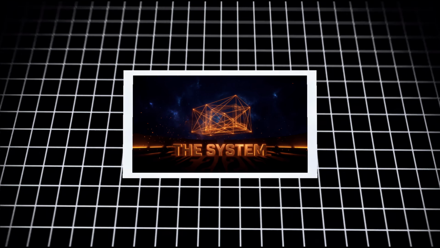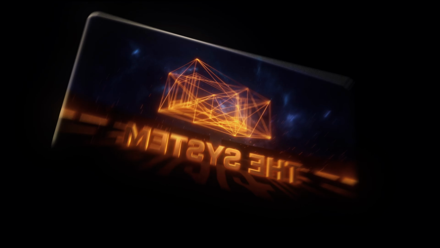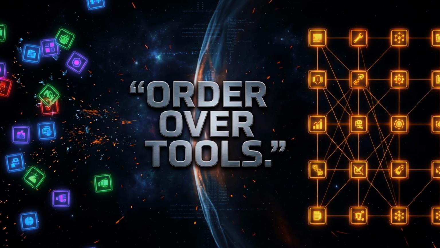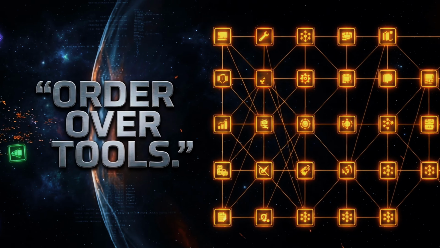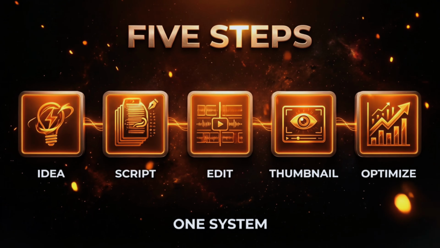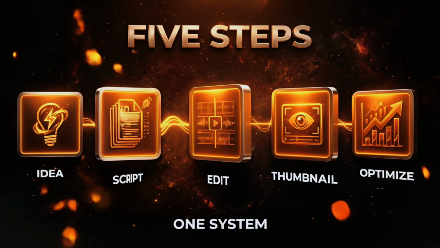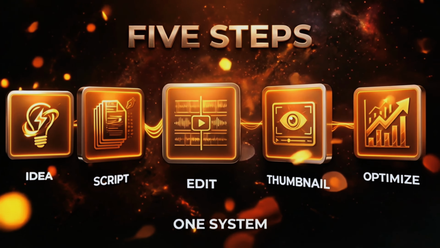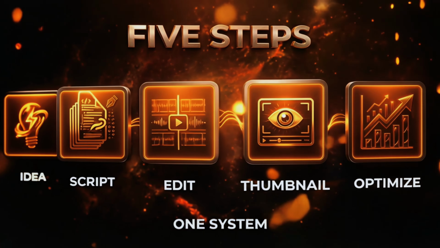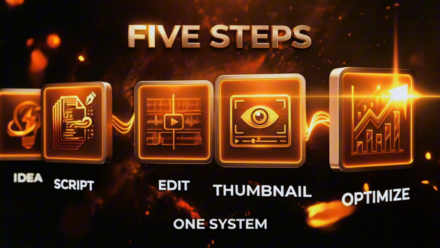Before we jump into the tools, let me show you the system because tools don't matter without order. Every video I create follows the same structure. First, I find the idea, then I write the script. After that, I edit the video. Then I design the thumbnail. And finally, I optimize the upload. That's it, 5 steps, one system. When you follow the same process every time, YouTube stops feeling overwhelming and starts feeling predictable.